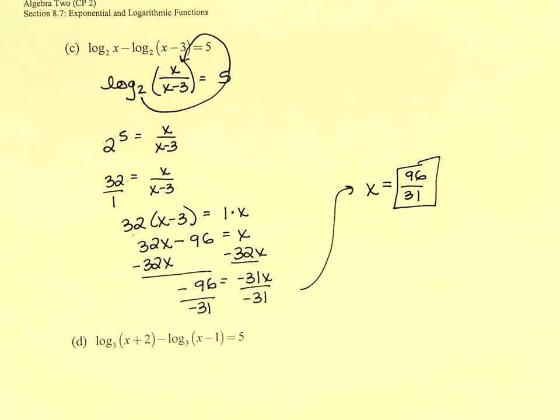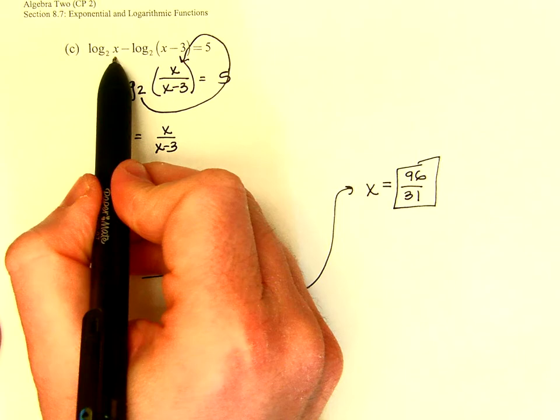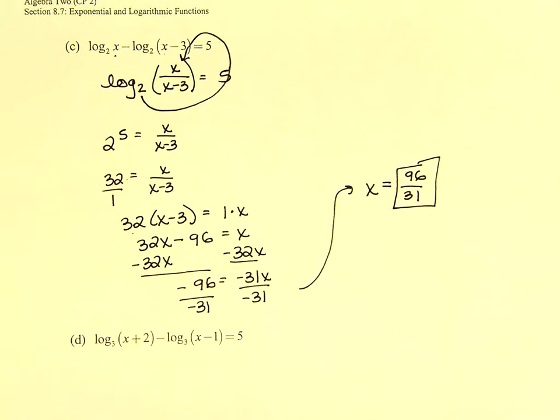We are not going to have to bother checking these. But if we did check 96 over 31, that's positive, so that's okay. 96 over 31 minus 3, we'll go to the calculator and check that. It's a very small positive number, but it is a positive number, so yeah, it's good. The only ones we're really going to have to check, though, are the ones that give us a quadratic equation.